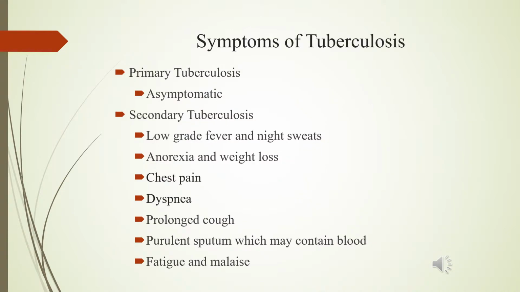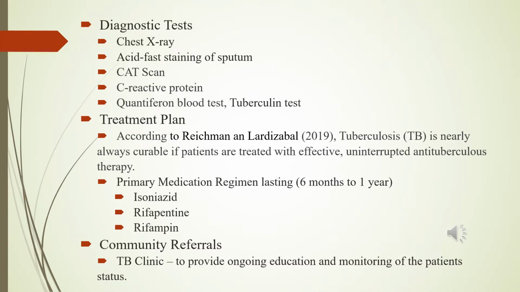Patients with primary tuberculosis are usually asymptomatic. Those patients that have secondary tuberculosis usually have a low-grade fever and night sweats, anorexia and weight loss, chest pain, dyspnea, prolonged cough, purulent sputum which may contain blood, as well as fatigue and malaise. The diagnostic tests that I would prescribe for a patient that I felt had tuberculosis would be a chest x-ray, an acid-fast staining of sputum, a CAT scan, C-reactive protein, QuantiFERON blood test, as well as a tuberculosis test.